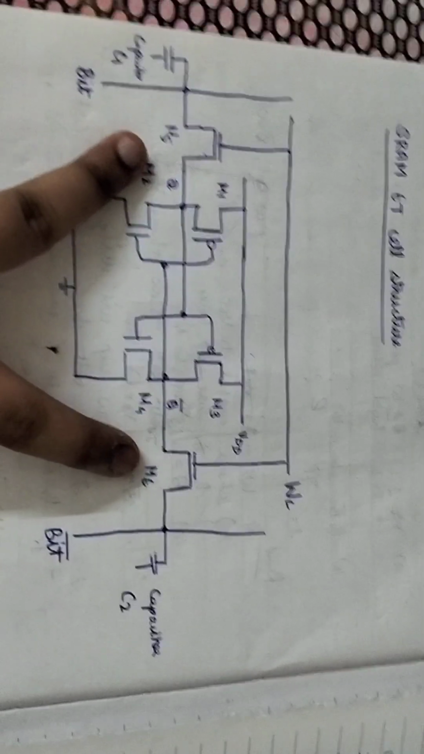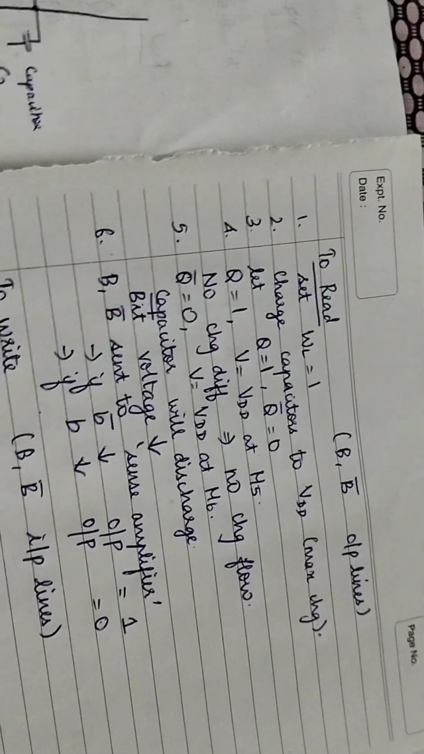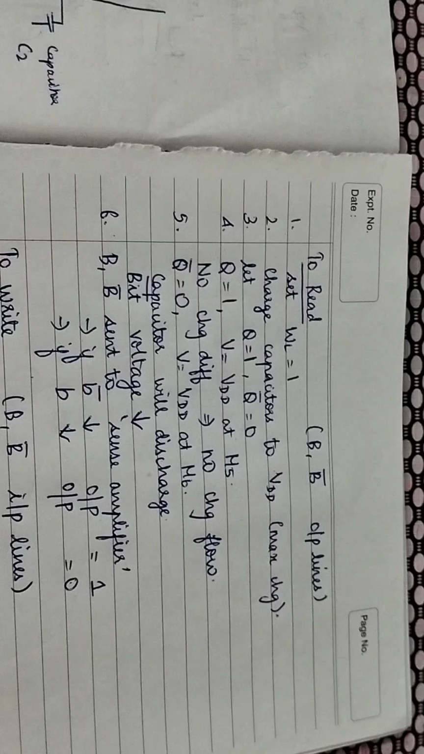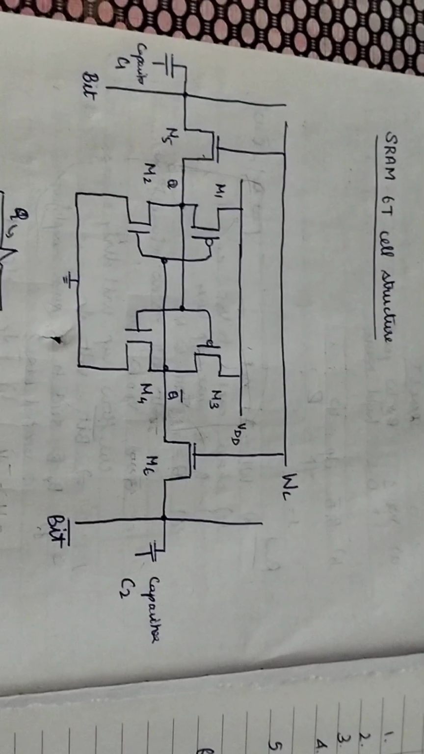Indicating that any operation that is performed now will be performed on this cell. That is our first step. Second step, charge capacitors to VDD, which is their max capacity. So you have two capacitors C1 and C2. You charge both of them to their maximum capacity.